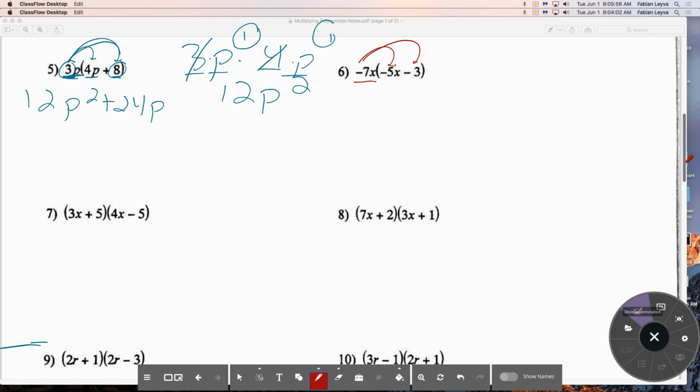Now, notice you have a negative 7x times a negative 5x. Concentrate on those coefficients. Negative 7 times a negative 5 is a positive 35. X times x would be, I wouldn't say 2x, I would say x squared, right? But I knew exactly what you were saying. Yeah, so x squared, and then just keep going. Negative 7x times a negative 3.